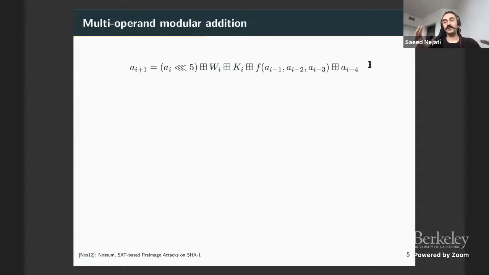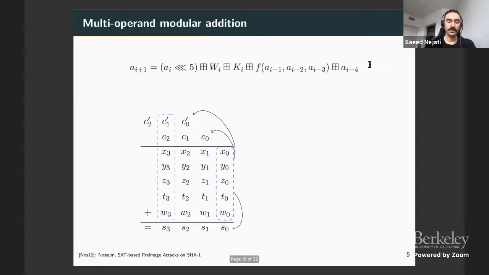But this gives you a very large encoding overall, and it would be harder for a SAT solver to solve. Another approach is to just encode directly a modular multi-operand addition. So in this scheme, you could see that, for example, we have 5 different bit vectors of x, y, z, t, and w. And in each column, we sum them up and find the sum and carry value.